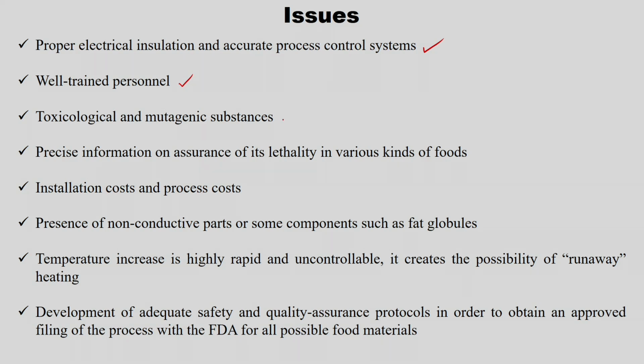And toxicological and mutagenic substances production. So, this is an area which is not much explored. As I already told, there may be a possibility of electrolysis as well as corrosion of electrodes, because we are heating the food products directly using the electrodes. So, there may be a chance for toxicological as well as mutagenic substances to go into the food.